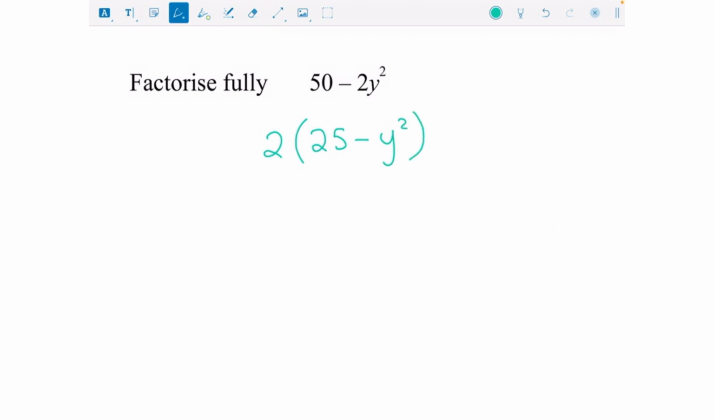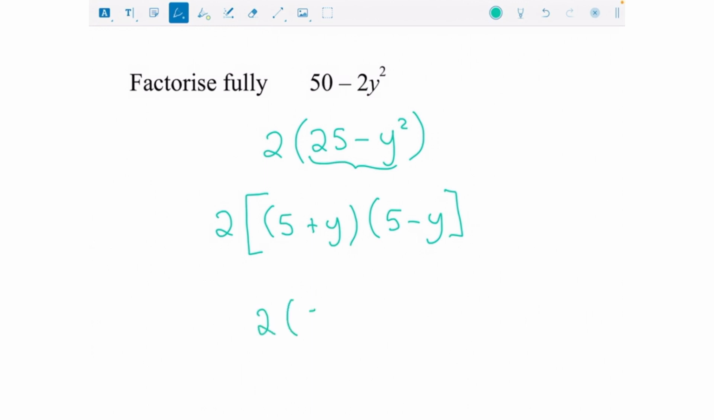And now we can see that within the bracket, we've got a difference of two squares type question, because 25 is a square number, and y squared is y squared. So we've got 2. I'm going to leave that out here, and then I'm going to do 5 plus y, 5 minus y, and actually we don't need that square bracket, so we can just write 2, 5 plus y, 5 minus y, and that would be your final answer for that one.